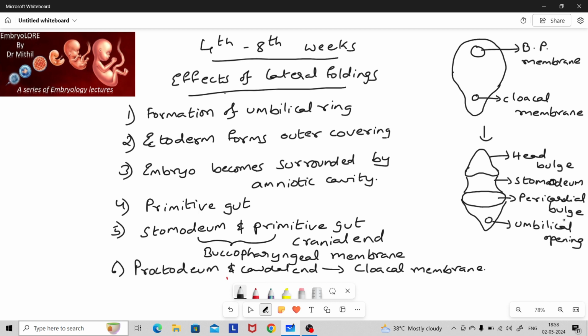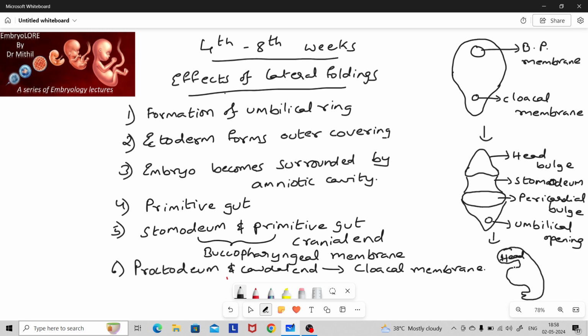Umbilical opening. So further, from the side view we can understand how the view looks like. So head bulge, stomodeum depression, and the pericardial bulge, umbilical opening, and this is how it looks like. Okay, so this is the head bulge.